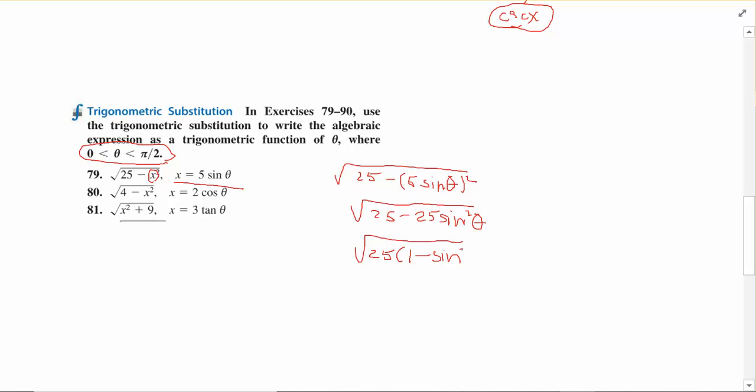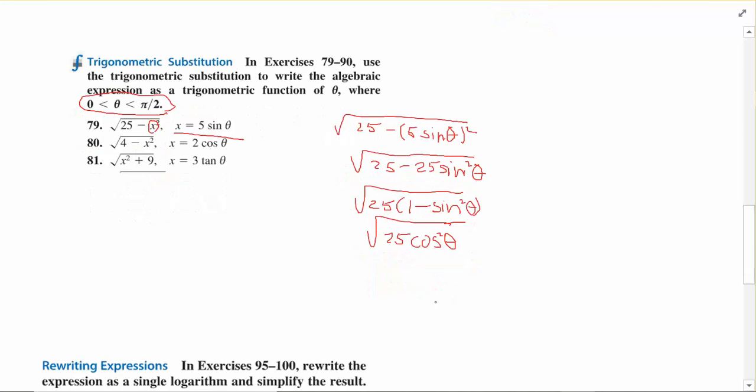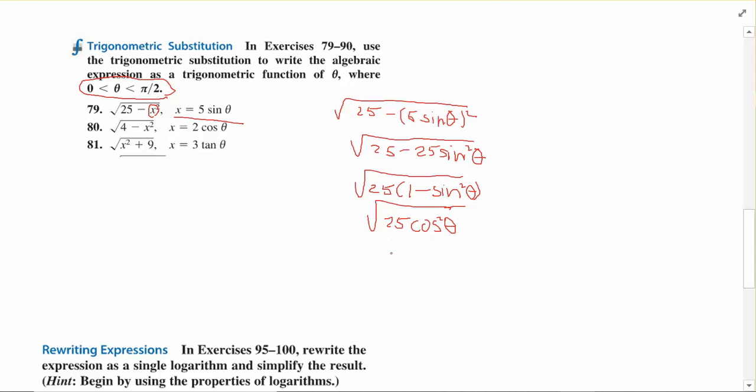Well, wait a minute. We just discussed this a minute ago. What's 1 minus sine squared equal to? Cosine squared. So we get 25 cosine squared, which now is just a product. And I can take the square root of a product, especially if they're both perfect squares like this. The answer is 5 cosine theta.